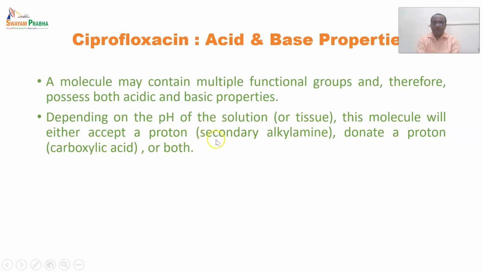There are two responsible groups: the secondary alkylamine, and the carboxylic acid, which shows acidic properties. The carboxylic acid is responsible for the donating properties, or we can say acidic properties, and the alkylamine is responsible for the accepting properties, or basic properties. Apart from this, there are some other groups which are responsible not for acidic or basic properties, but which are essential for entering the molecule into lipid bilayers or reaching the site of the bilayers.